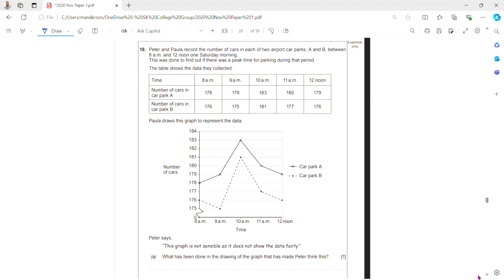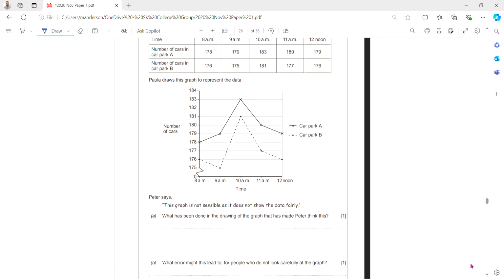Question 18. Peter and Paula record the number of cars in each of the 2 airport car parks, A and B, between 8 AM and 12 noon on Saturday morning. This was done to find out if there is a peak time during this period. The table shows the data. Okay, and we also have a graph indicating this data. Peter says the graph is not sensible as it does not show the data fairly. What has been done to the graph?